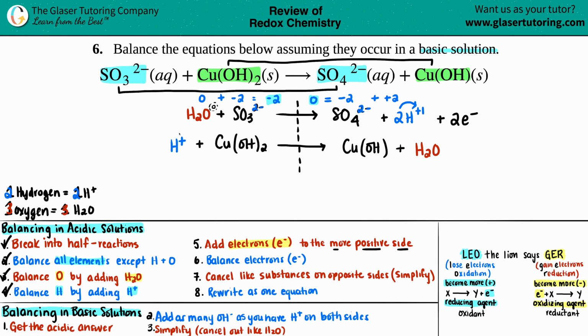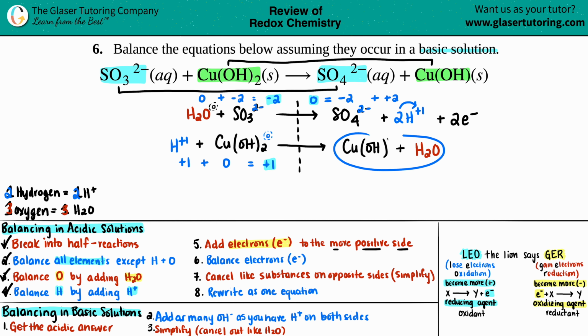So let's see. Here I have an H+, that's a +1. There's only one of them, so the overall charge here would be +1. Plus, right? Cu(OH)2, I don't see any charge in the upper right-hand corner. That means 0. So it doesn't matter how many I have, 0 times whatever number is always a 0. And +1 plus 0 is an overall +1.